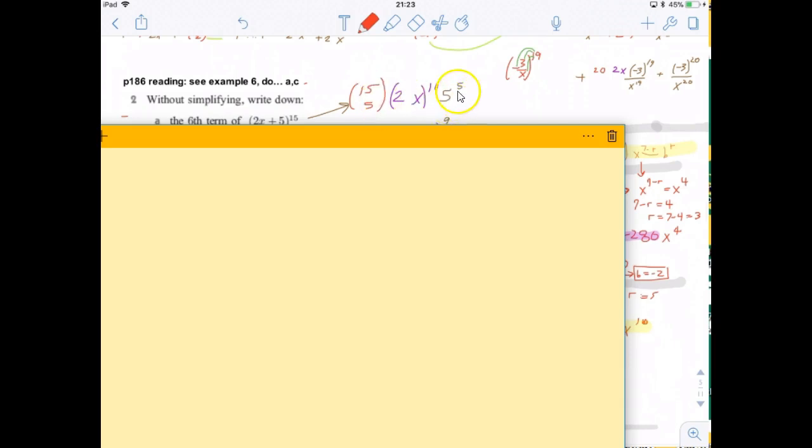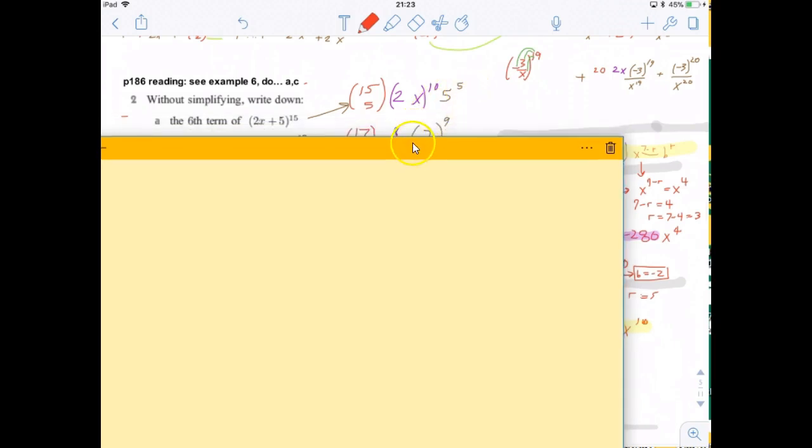So 5 is going to have the exponent. 5, by the way, is the second term. Do you see the b term is 5? So that's why this is 5. The exponent is going to be r. R is 5, right?